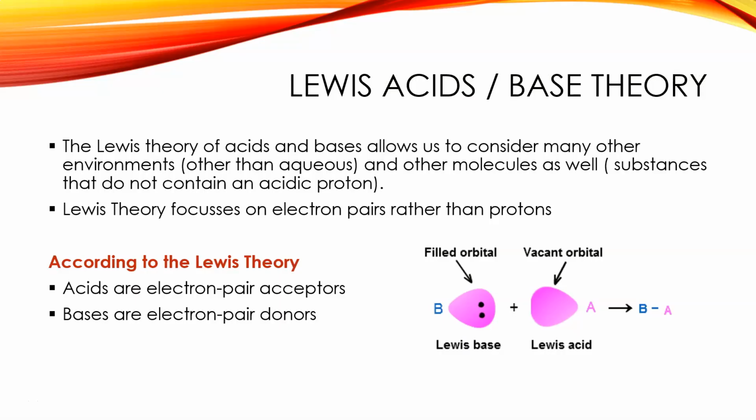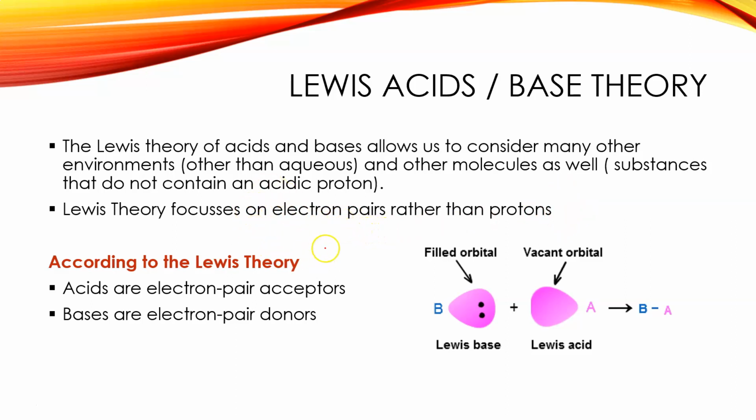The Lewis theory of acids and bases essentially allows us to consider compounds that aren't just aqueous. Remember from Bronsted and Lowry, we needed an aqueous system in order for proton transfer to occur. And not all the systems where we see acid and base behavior are actually aqueous. It also allows us to consider other molecules that don't contain an acidic proton but may result in a change of pH to the environment. This theory focuses on electron pairs rather than protons.